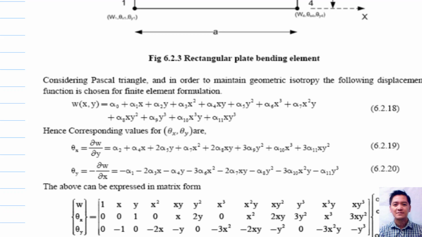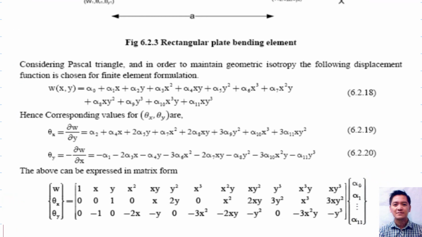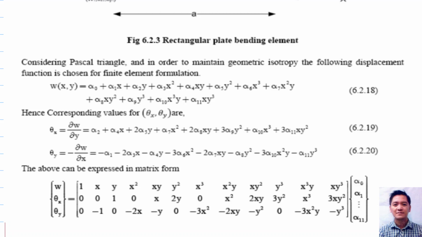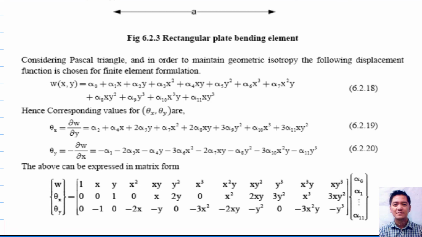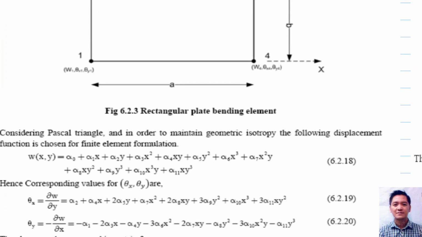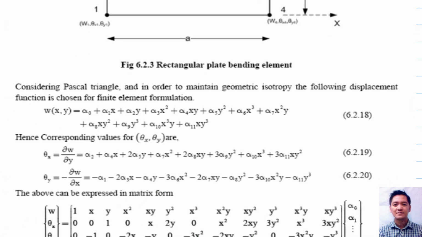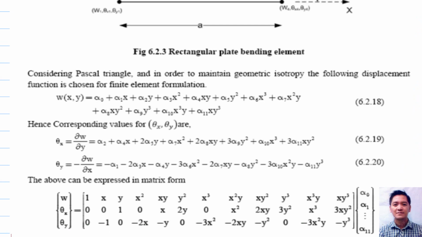you have seen that already, the progression of our displacement function. We've been using the Pascal triangle. Since we have 12 degrees of freedom, we will need 12 unknown constants, right? Alpha naught, alpha 1, alpha 2, and so on, until alpha 11. Okay, alpha naught to alpha 11, that means you have 12 unknowns.